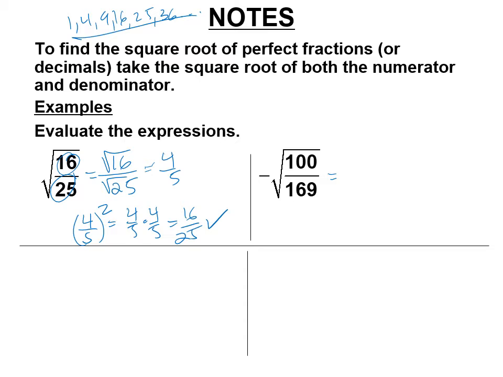So this is going to be a negative square root. Square root of 100 is 10. Square root of 169 is 13. That's negative 10/13.